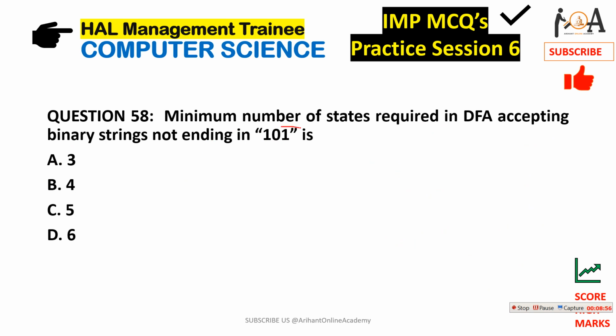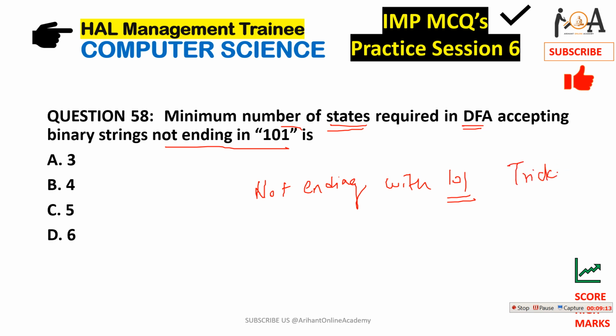Next question is, minimum number of states required in a DFA accepting binary strings not ending with 101. Question is not ending with 101. So guys, it is a very tricky question. How is it tricky? Actually, we have uploaded recently a video, short tricks on DFA. Must watch it. If you watch that video, you will get to know that the correct answer is 4.